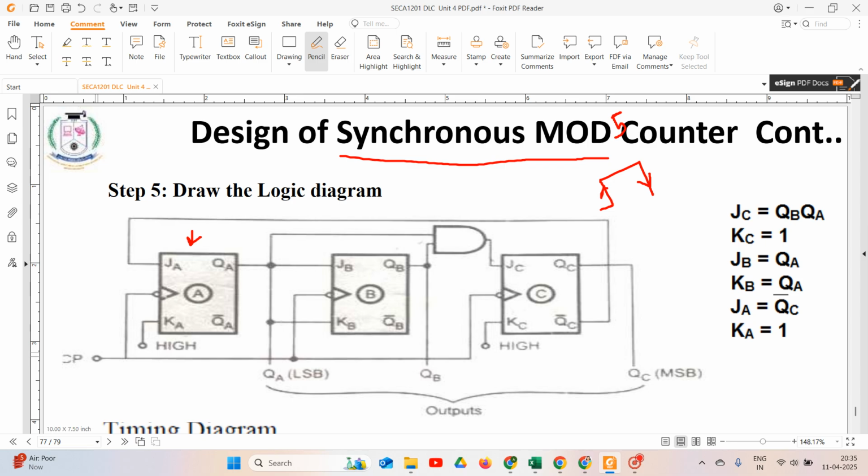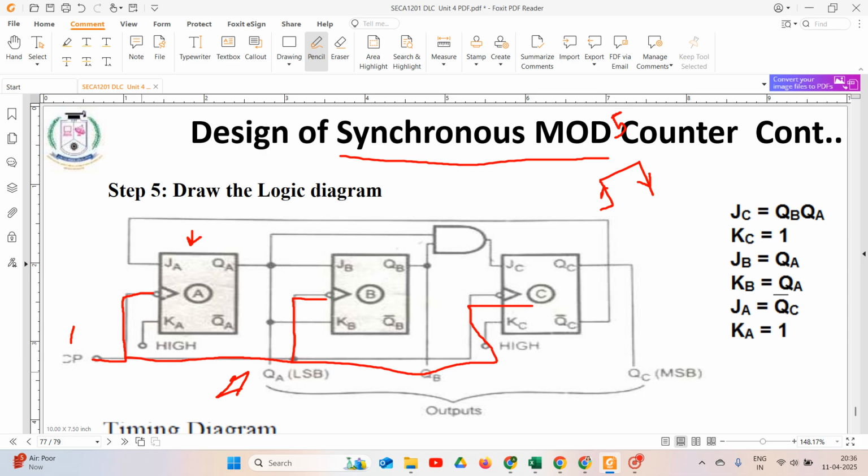For all the flip-flops, we are using the external clock pulse. You have to observe this. See here, we are using the main clock pulse for every flip-flop. But in our asynchronous counter, for the first flip-flop we used the external clock pulse, for the second flip-flop we used the output of the first flip-flop, and for the third flip-flop we used the output of the second flip-flop. But in the synchronous counter, for all the flip-flops we have used the external clock pulse. So that is the main difference between the synchronous and asynchronous counter.